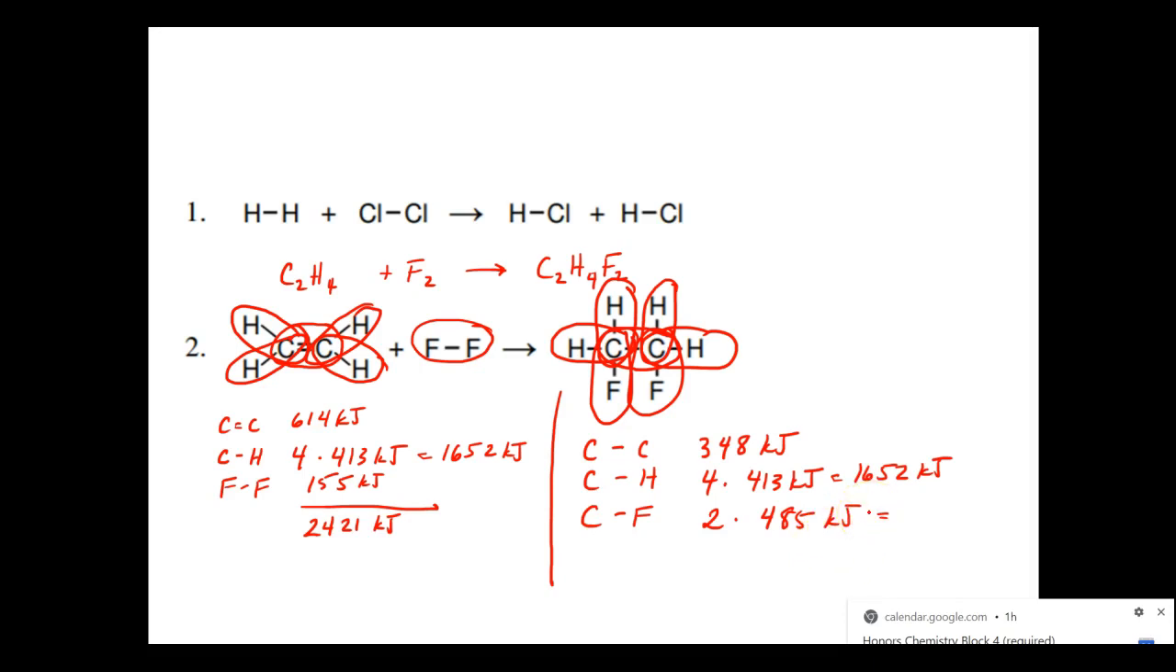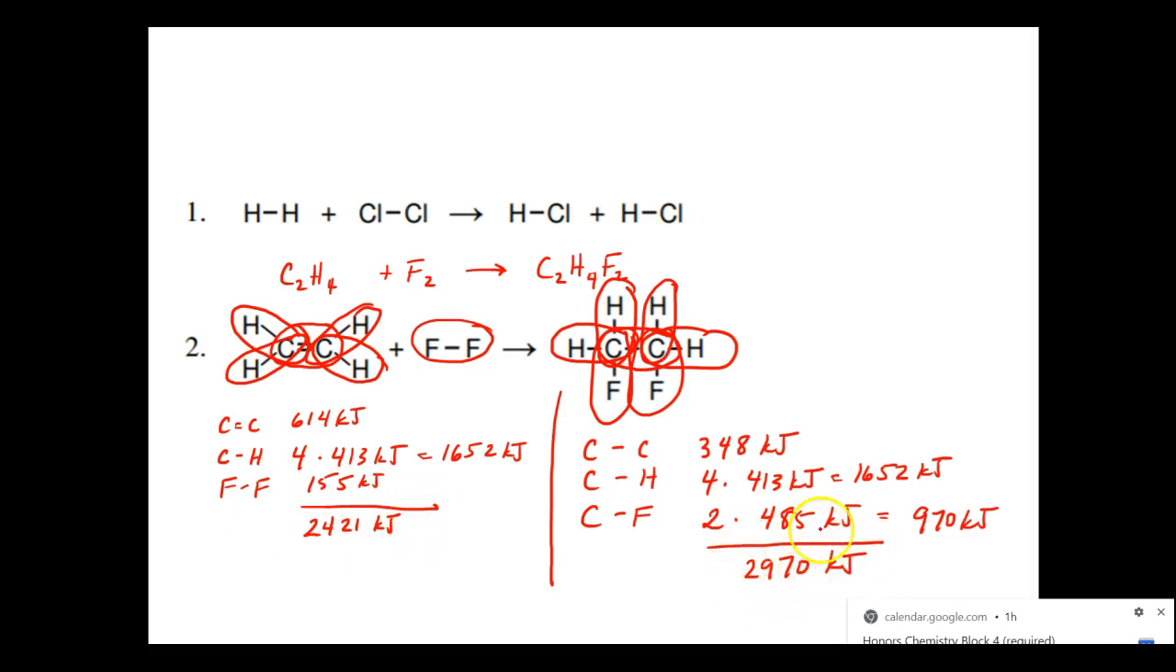of, let's give that a try, 970 kilojoules of energy that are released, which means there is a total, in this case, of 2,970 kilojoules of energy that are released. That's when I've added all of these together. So we know 2,421 kilojoules of energy were required to break these bonds.